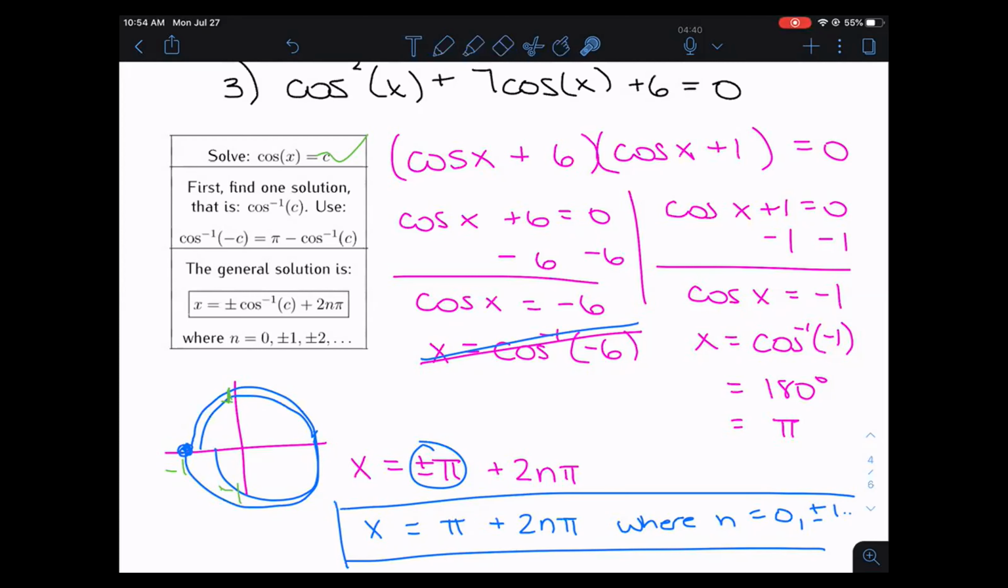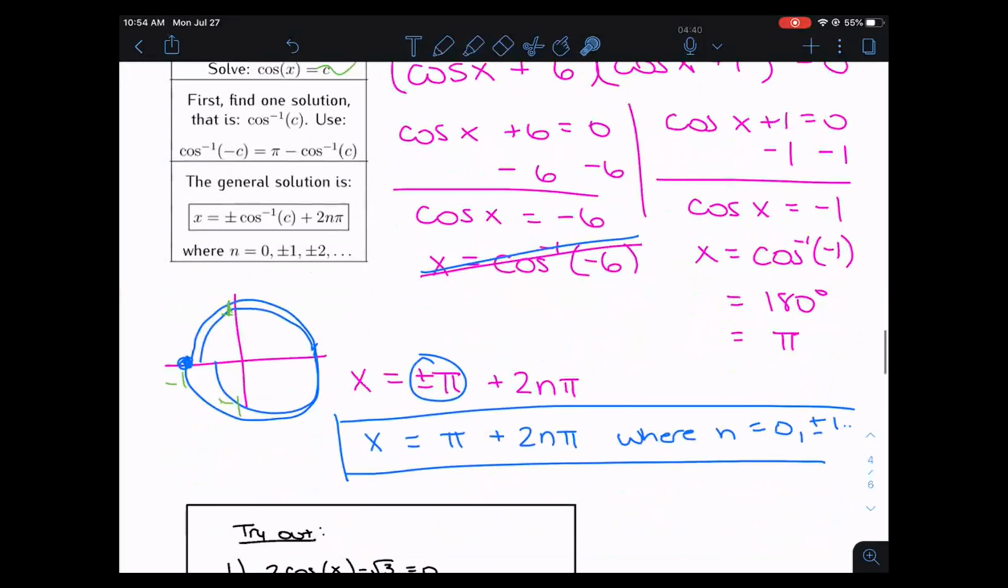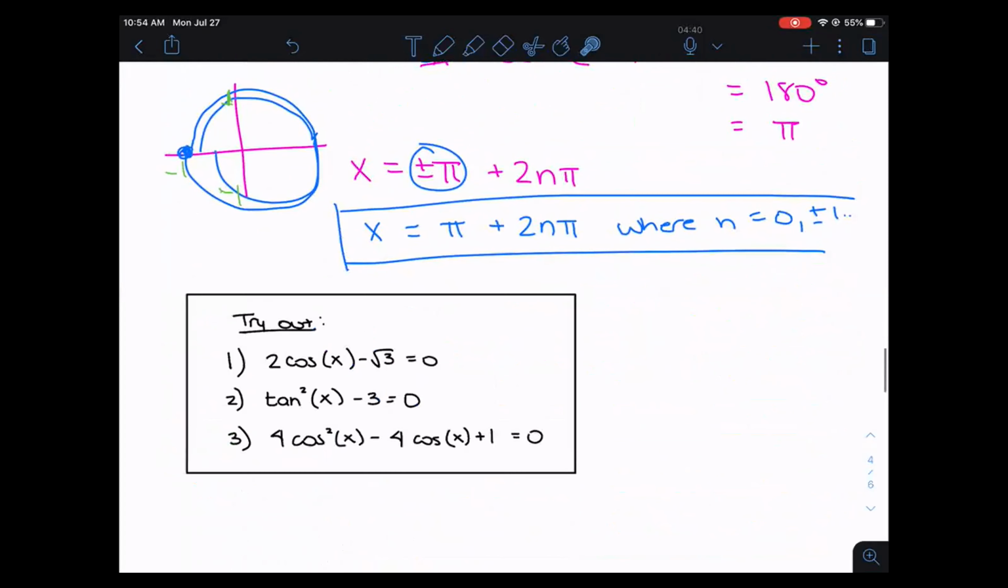Any other questions? If not, you guys can start to try this out. You guys can try these three out. We probably won't have a chance to go over them yet. We'll go over them next time, tomorrow. But you guys can try these out, and you're just following the same exact steps. So first, get cosine, tangent, or sine by itself, and then solve for x.